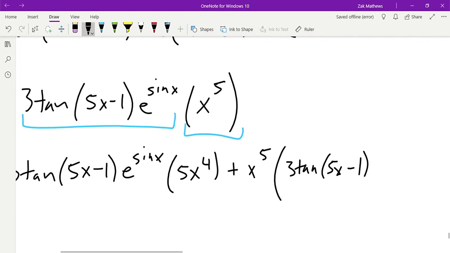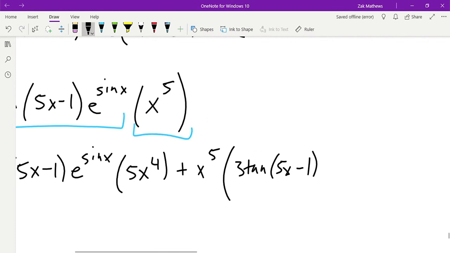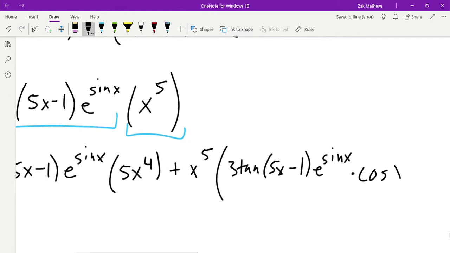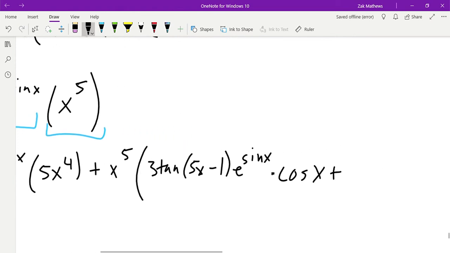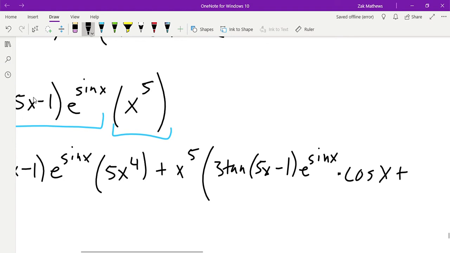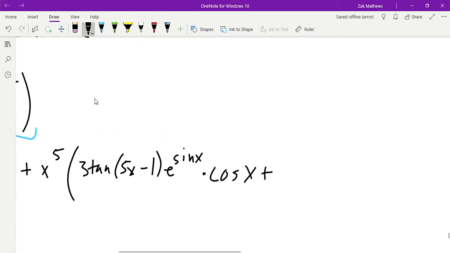I'm going to take the derivative of e to the sine x. The derivative of e, we always have itself, times the derivative of the inner function. The derivative of sine is cosine. And then we're going to add to that. We just left the first, so now we're going to leave the second. We're going to leave the e to the sine x. And now I'm going to multiply that by the derivative of the first.